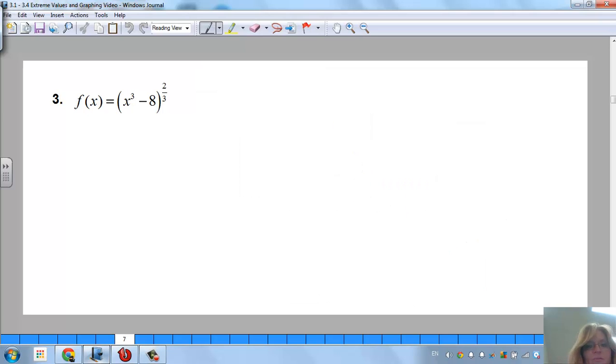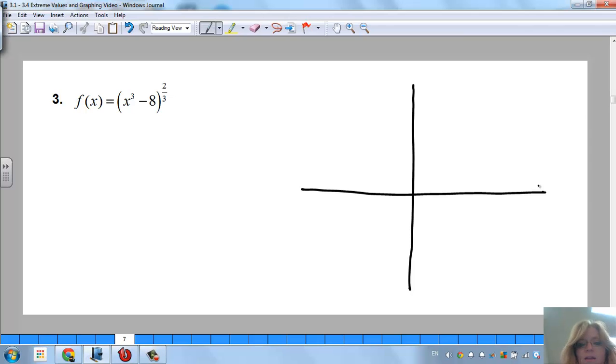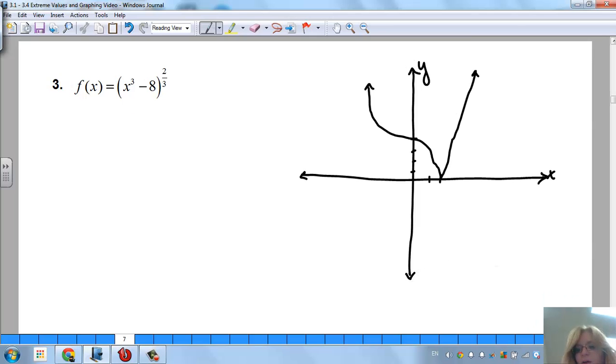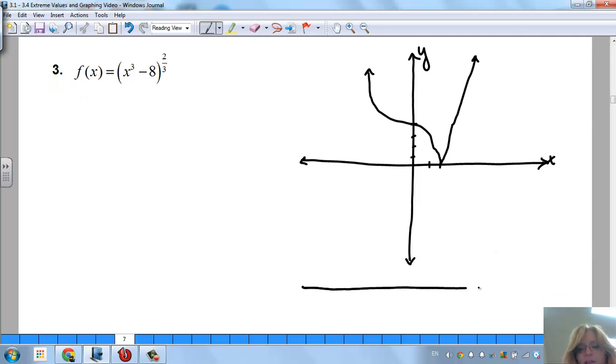So let's go back to our notes, and the first thing I'm going to do is make a nice big graph of what we just saw. It looks like at 2, 0, and it looks like at 0, 4. So let's see if I can do that graph justice. We're going to come down, make a point here, and go up. Okay, so here's x and y. And let's set up our f prime bar underneath it, so as we find our critical points, we can label everything.